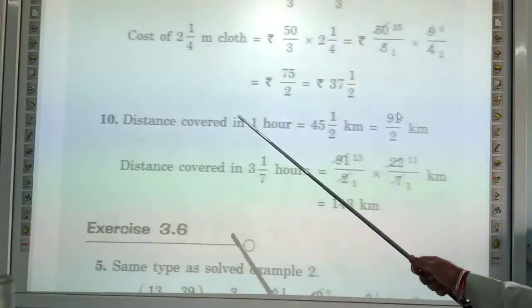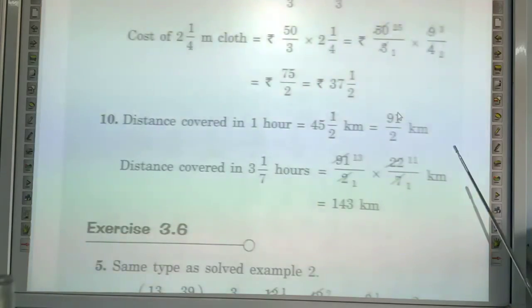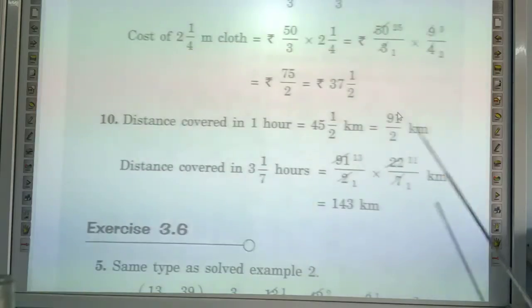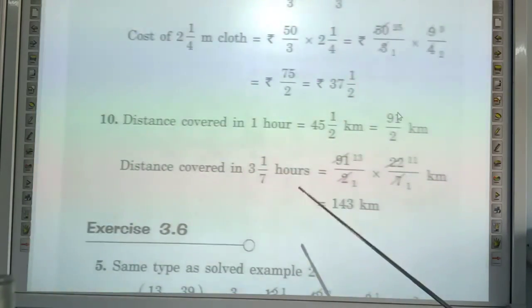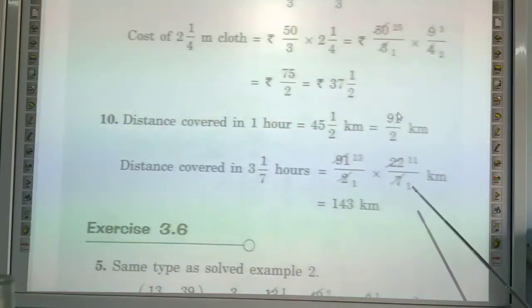Distance covered, this is the 10th question. In 1 hour, 45 1 upon 2 kilometers, converted in mixed fraction, 45 into 2, 90 plus 1, 91 upon 2. Distance covered in 3 1 upon 7 hours, 91 upon 2 into 22 upon 7.